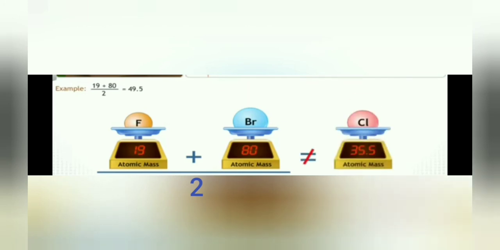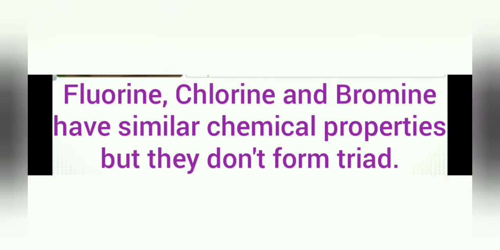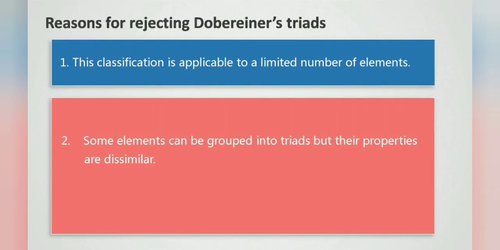For example, the arithmetic mean of the atomic masses of fluorine with atomic mass 19 and bromine with atomic mass 80, which comes out to be 49.5, varies from the atomic mass of chlorine, which is equal to 35.5. But these three elements, that is fluorine, chlorine and bromine, have similar chemical properties. Also, some elements with dissimilar properties can also be grouped into triads. But this should not happen, because according to Dobereiner's law of triads, only elements with similar properties must form triads.